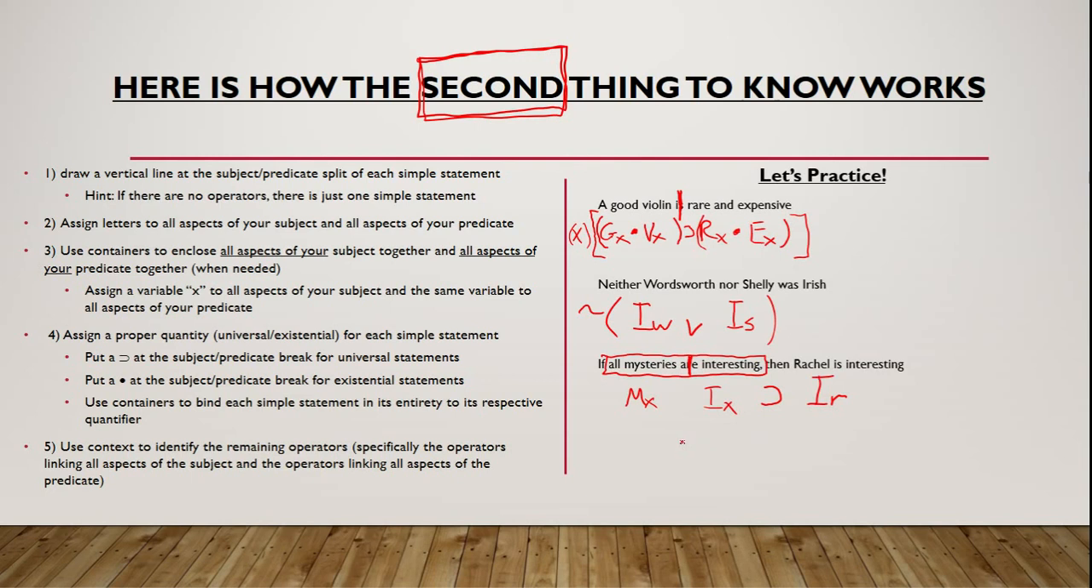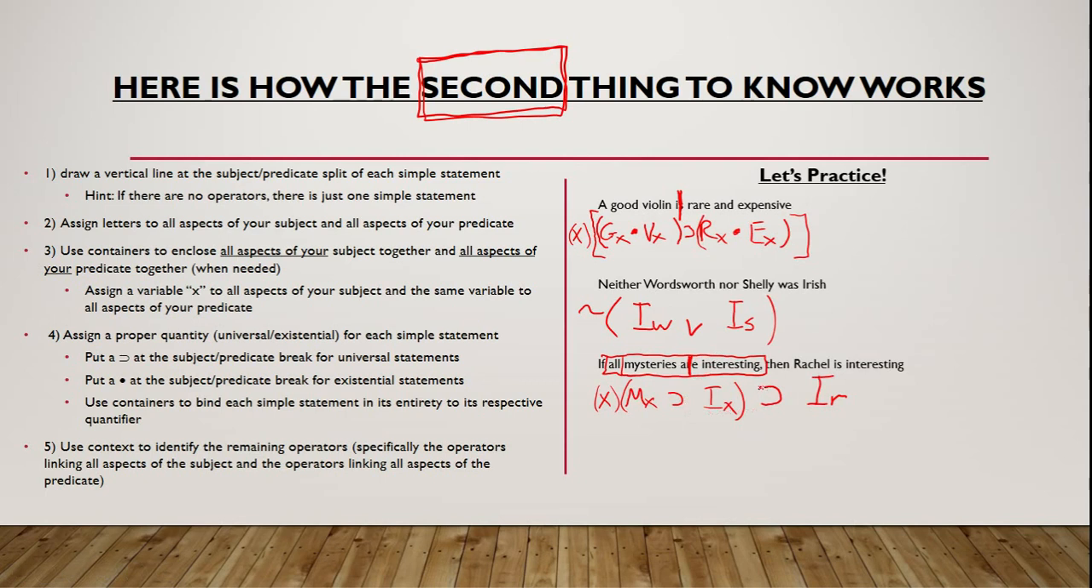We're going to assign a proper quantity for each simple statement. This is going to be an all because it's all mysteries. So we're going to use an X universal quantifier. And then we are going to put a horseshoe at the subject predicate break for this universal statement. And then we're going to use a container to bind this simple statement in its entirety to the X. We're going to use context to identify the remaining operators. We don't have any remaining operators, and we are done.